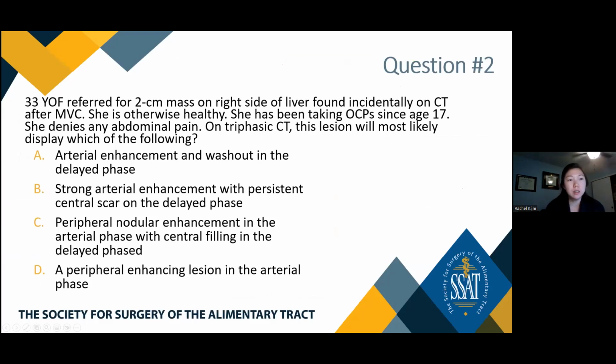So another question, a 33-year-old female has a 2-centimeter mass on the right side of the liver, found incidentally. She's otherwise healthy. She's been taking birth control since age 17. She denies any abdominal pain. And on triple phase CT, this lesion will most likely display which of the following. So we know that she's on the younger side, has a small lesion, and this mass was found incidentally. So I'll give you guys a little bit to think about that.